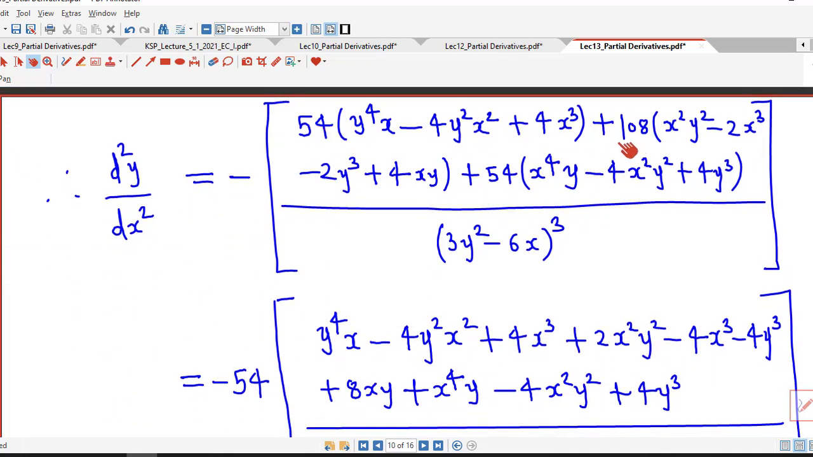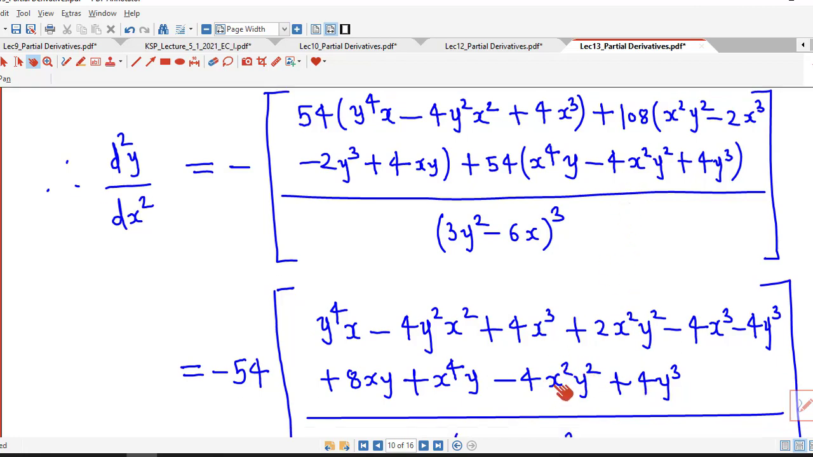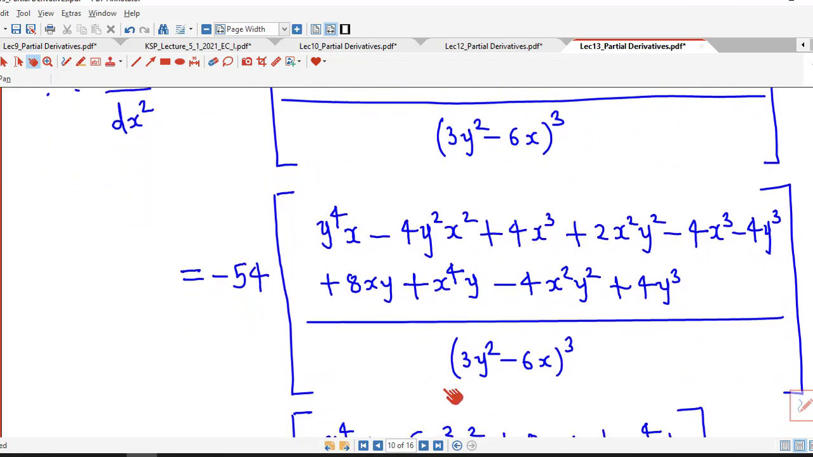And now we take 54 common from these three terms, and we write down the remaining terms: y raised to 4x minus 4y square x square plus 4x cube. Here if we take 54 common, we will have 2, so we multiply this bracket by 2 and we obtain 2x square y square minus 4x cube minus 4y cube plus 8xy. And after taking 54 common, here we will have this bracket as it is, x raised to 4y minus 4x square y square plus 4y cube, and we keep the denominator as it is.